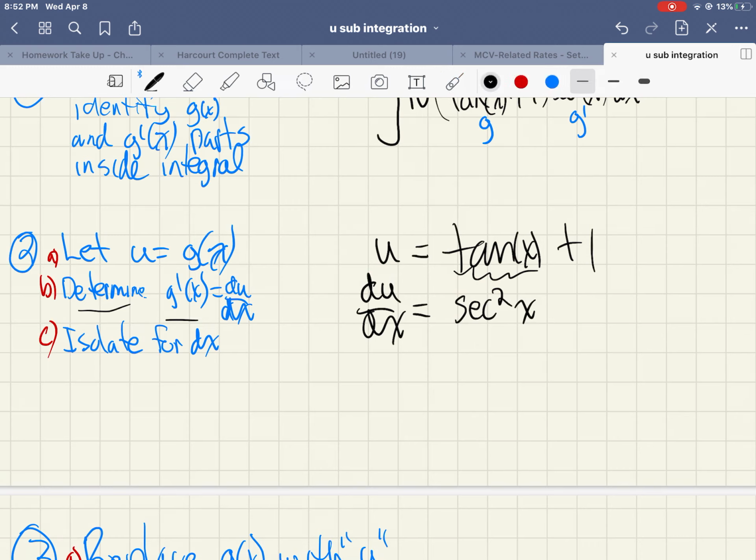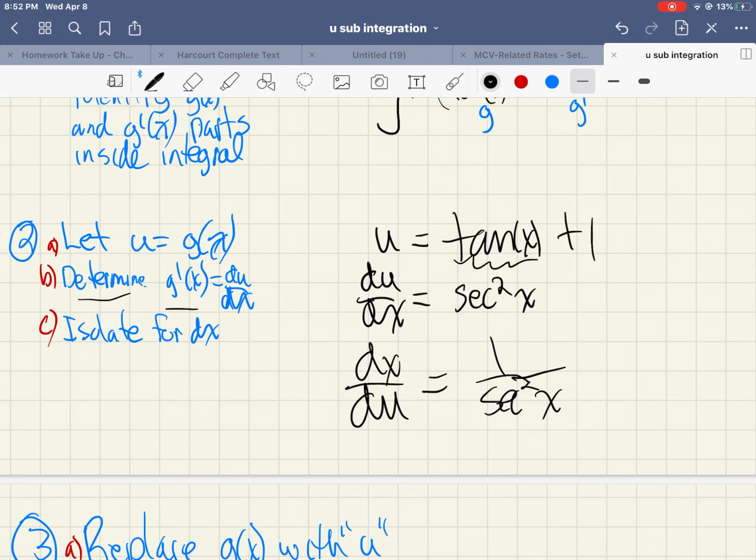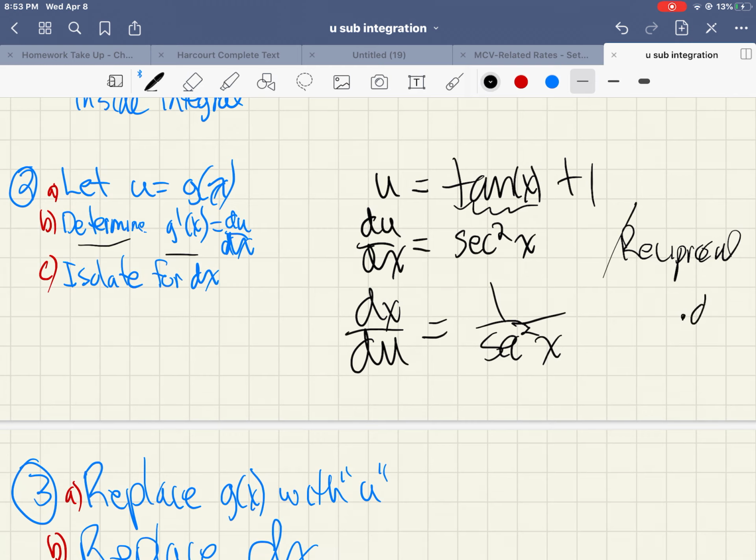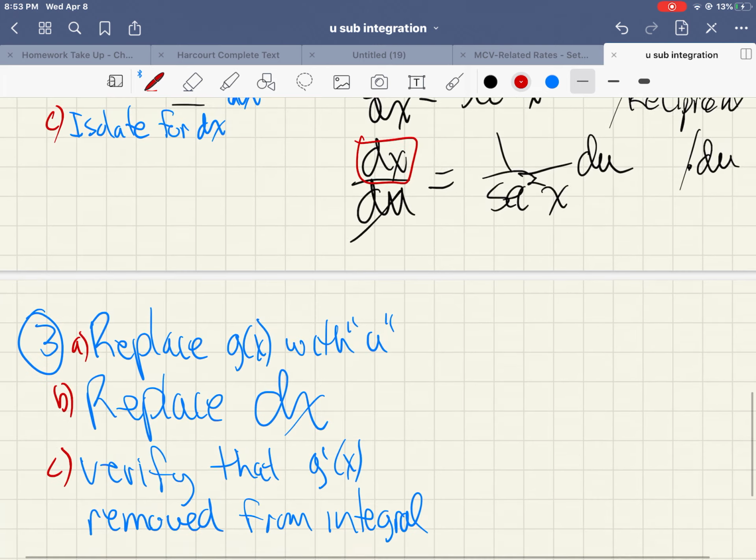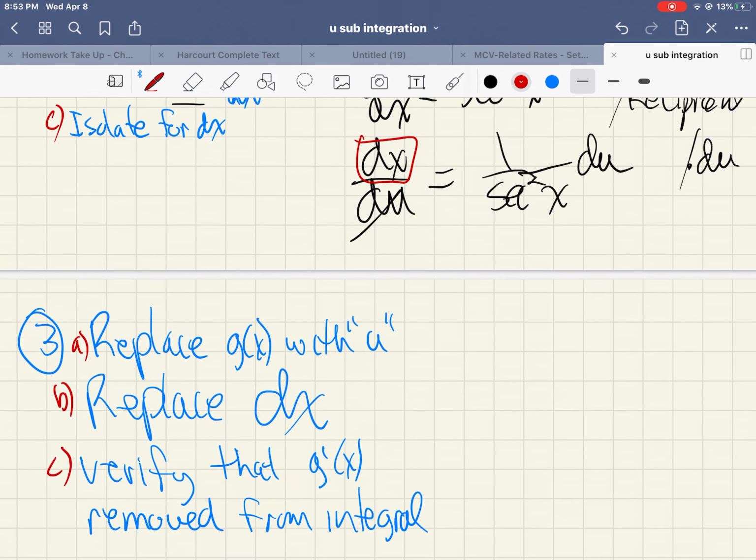Okay, so I'm going to do dx over du is 1 over sec squared x. But I want to isolate for dx, so I'm going to note here, do the reciprocal, because I want to get dx by itself. Now I need to multiply both sides by du. Get rid of du here, and that's going to be 1 over sec squared times du. And that, folks, is what dx is worth. Again, very recipe oriented. All right, so what's next in our recipe?